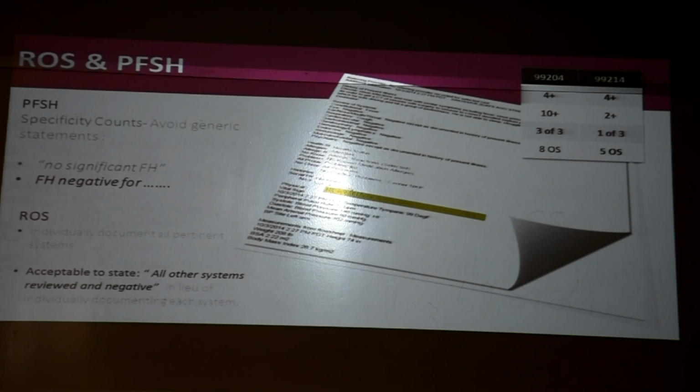So, 2 of the areas that I was talking about that we're seeing issues with are the review of systems and the past family and social history. This is where it's really important to be specific.